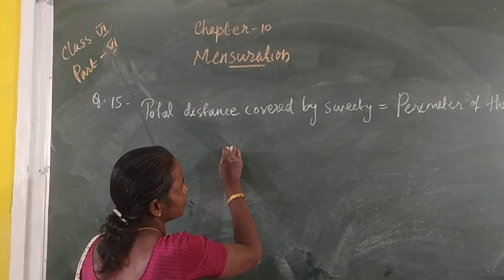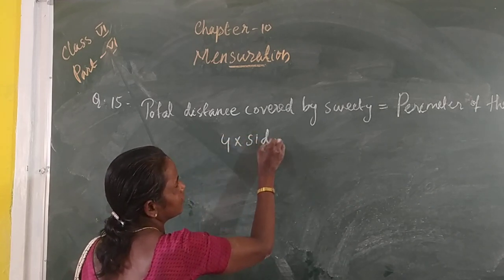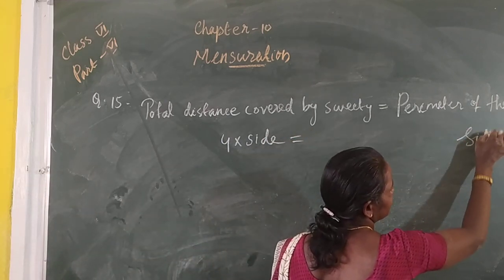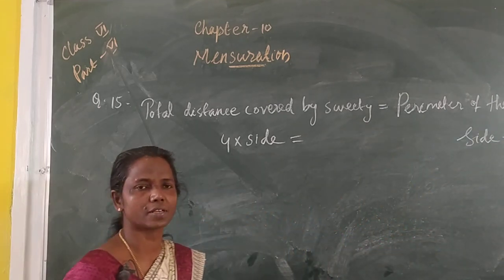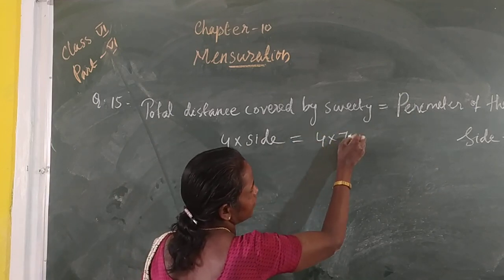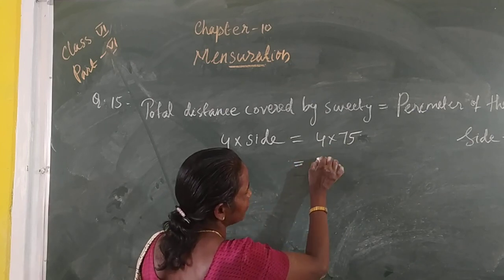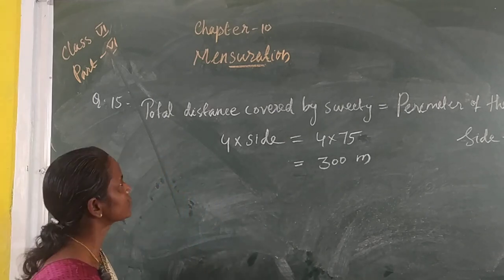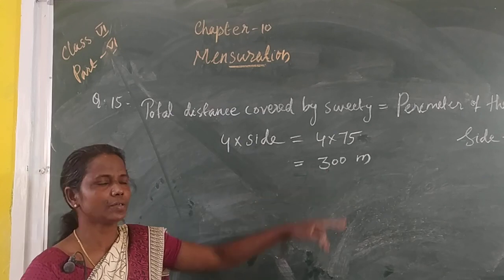What is the perimeter of the square park? The formula is 4 into side. Here the side is given. What is the side? Length of side is equal to 75 meters. So 4 into side, 4 into 75 is equal to 300 meters. So here the total distance covered by CT is 300 meters.